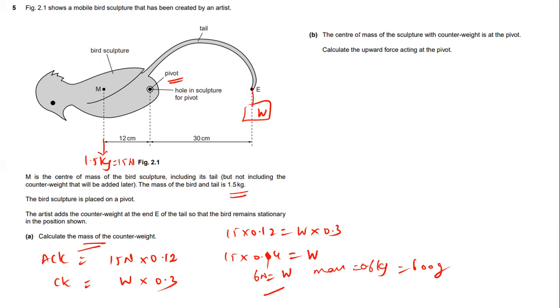The center of mass of the sculpture with the counterweight is the pivot. Calculate the upward force acting on the pivot. Center of mass of the sculpture with the counterweight is the pivot, which means that I have taken this and put it over here. So this is my pivot now. I take this and I also drop it over here. Now what is the upward force acting at the pivot?